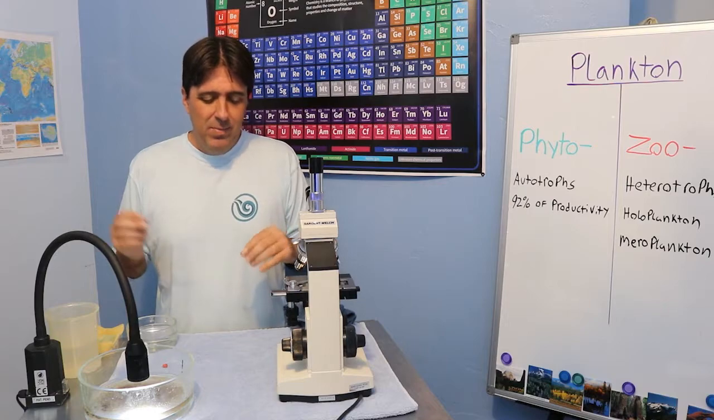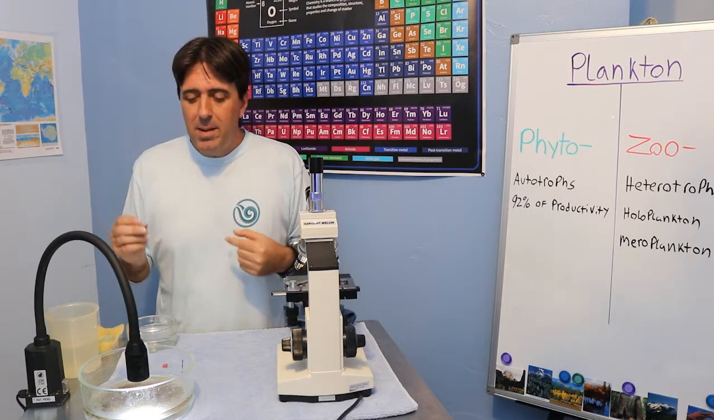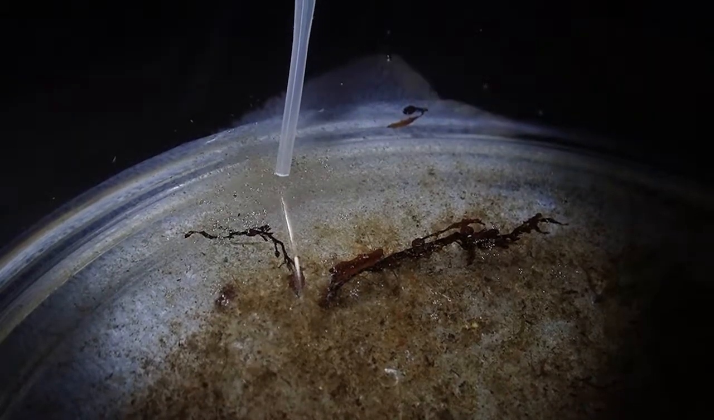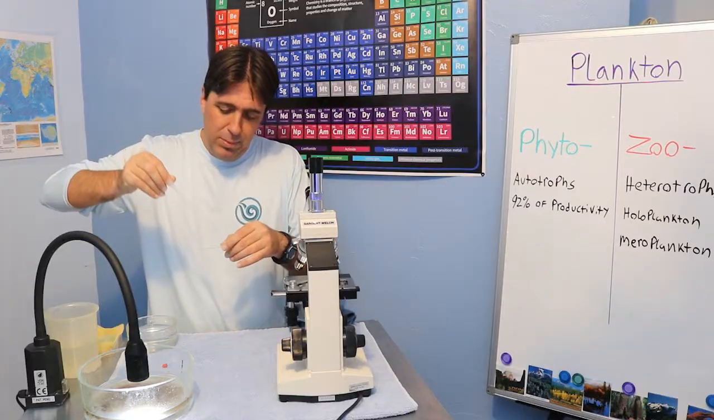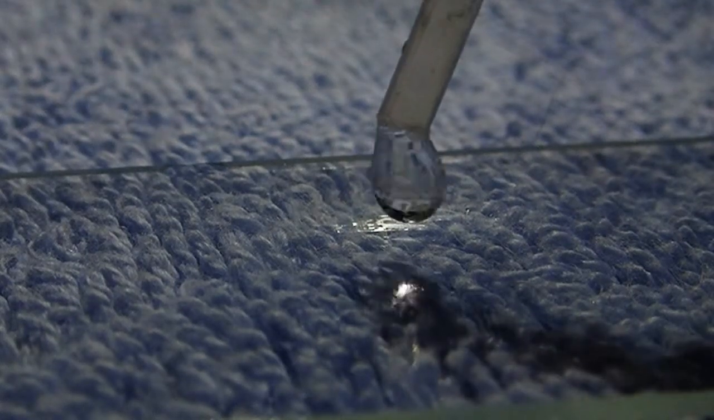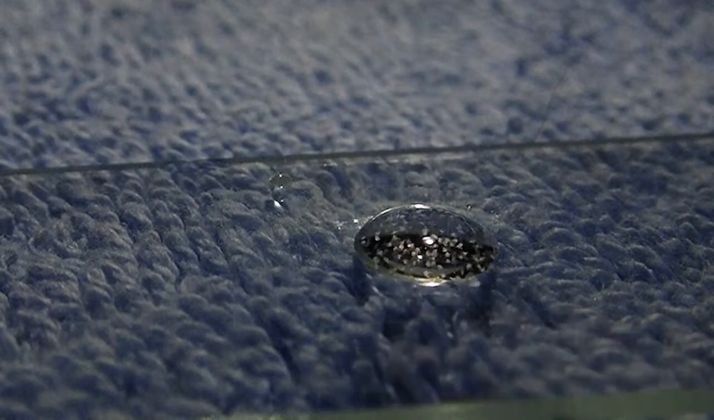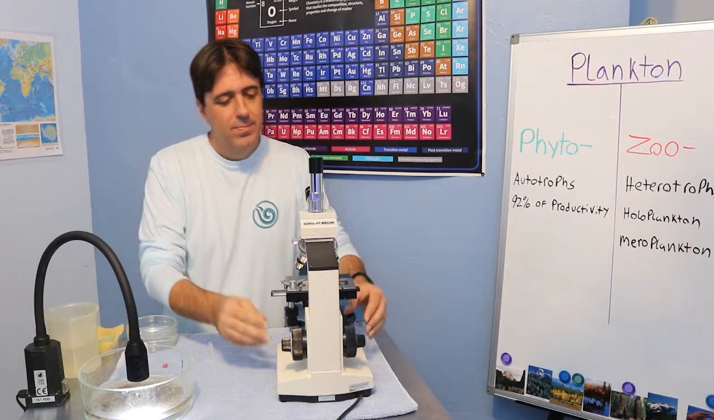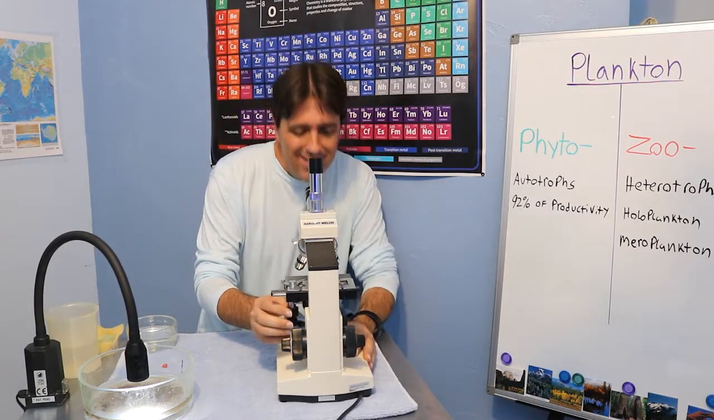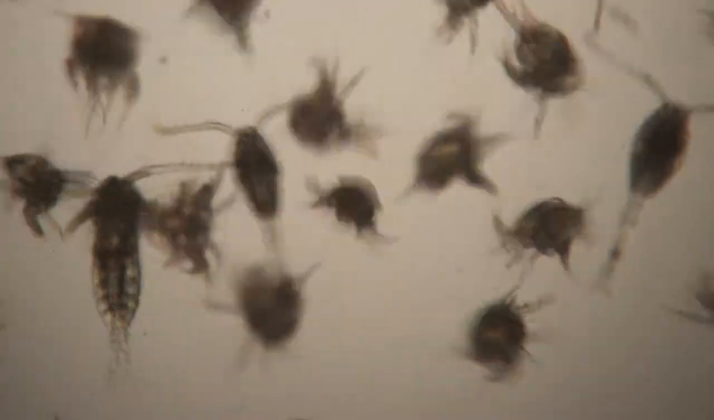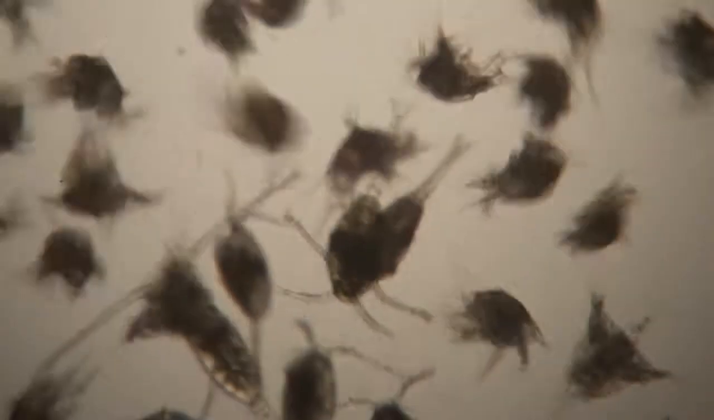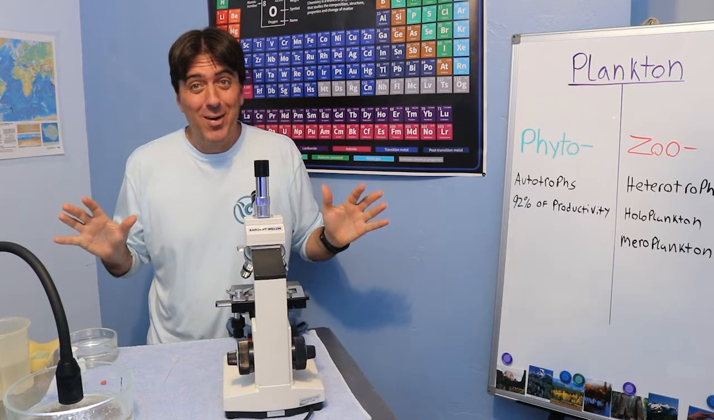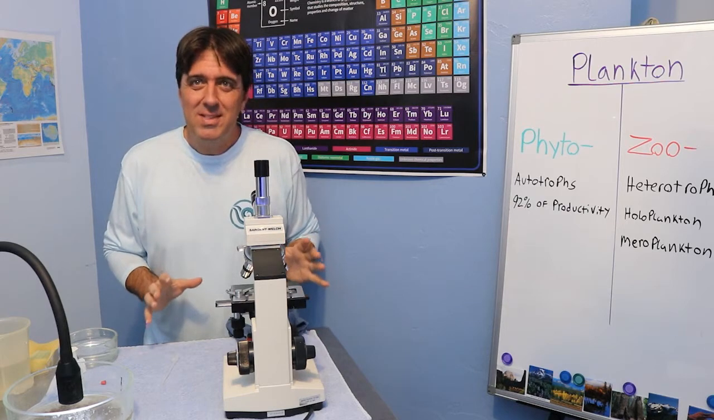Let's go ahead and get started. So I've got my slide and I got a little pipette. We're going to go into the bowl and select some plankton out. I'm going to put it right here on the slide and right in the microscope. Let's take a look and see what we got. That's a lot of plankton moving around. So we definitely have some stuff to look at here.